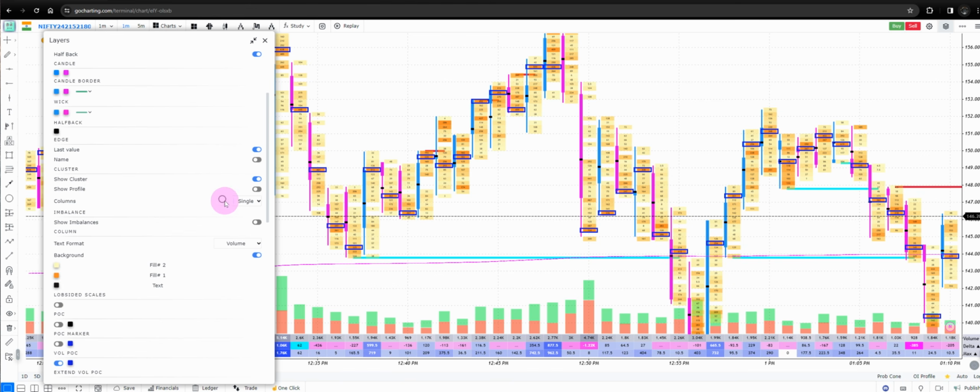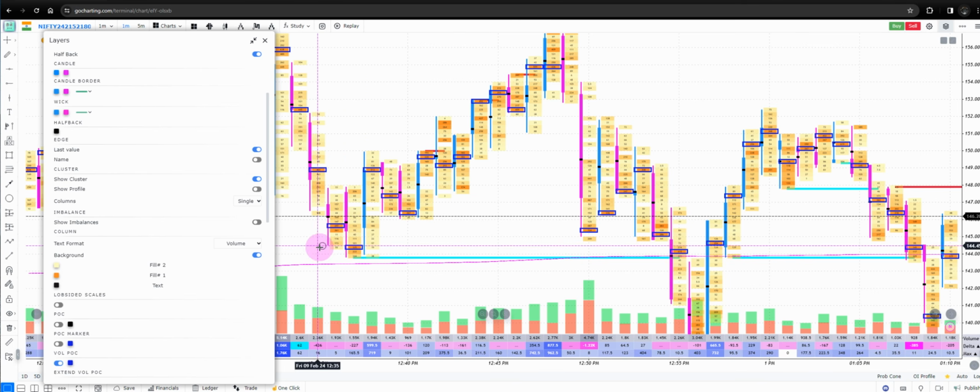As of now I've kept it to single, and the text format is volume, and this is the color combination I've kept. Wherever it is a dark orange sort of thing, I see these volumes highlighted, and I can straight away see within a 1 minute bar, or whatever you like, the volumes that are transacted. And you can have a look at the max delta, min delta, COT, high and low, to form your opinion. Or the other way is to have a delta profile.